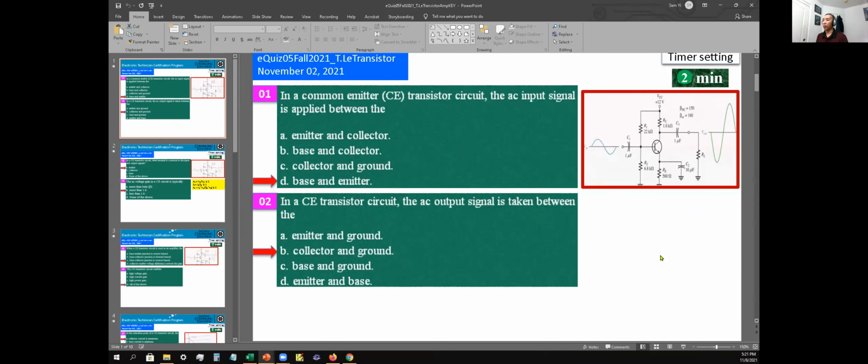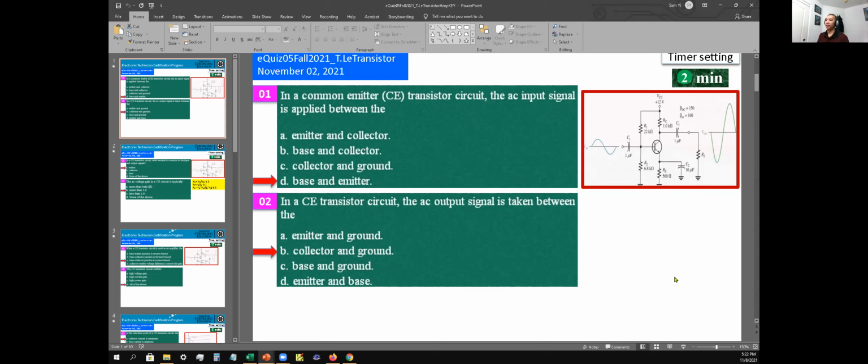Okay, so number 1, common emitter transistor circuit, the AC input signal is applied between the... okay, so you're going to put it inside the base here. It's going toward the base. So the base and emitter, since emitter is the common, therefore it's going to be the base and the emitter. So the answer is D as in David for number 1.